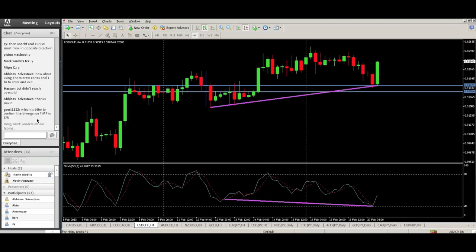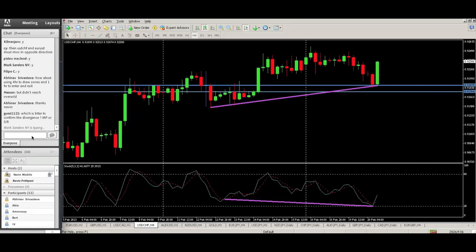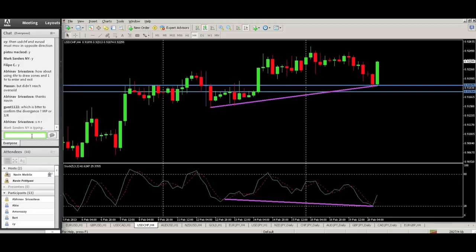Which is better, confirm the divergence, MP or support resistance? Support resistance, obviously. MP is an indicator. I don't like indicators.